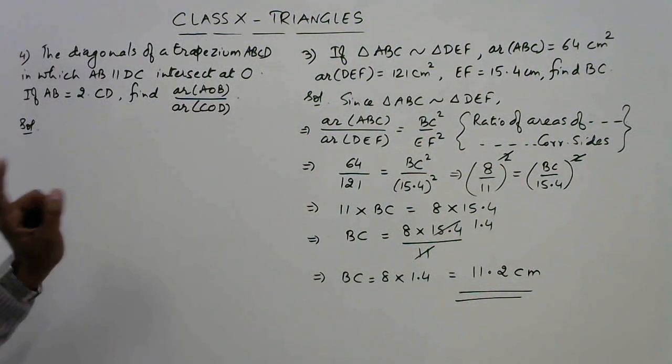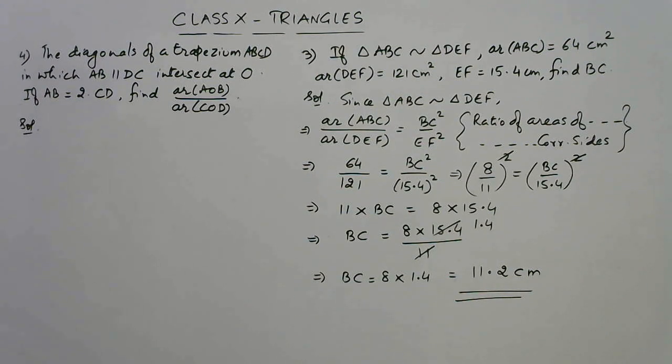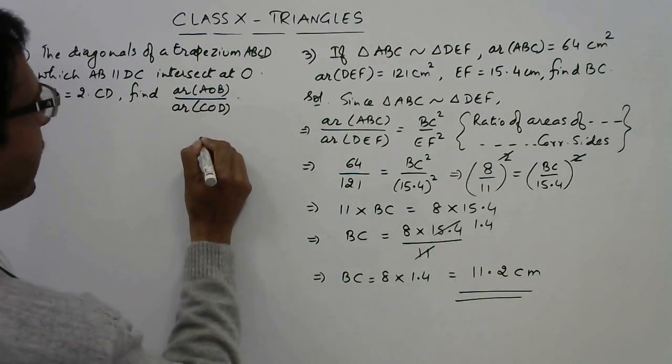So let's see one more 2 mark question. This is obviously a 2 mark question now. And this question is mentioned in I think NCERT also, so you can consult NCERT for this question. The diagonals of a trapezium ABCD in which AB is parallel to DC. So we have a trapezium like this.